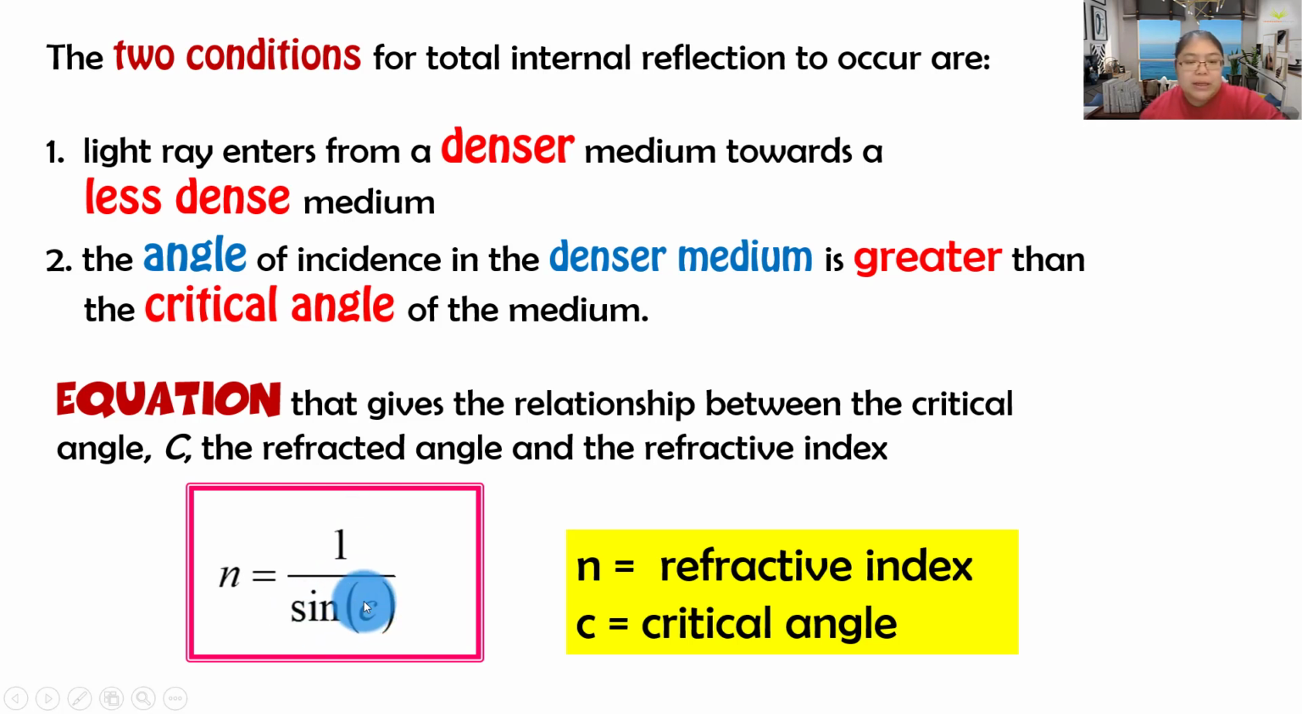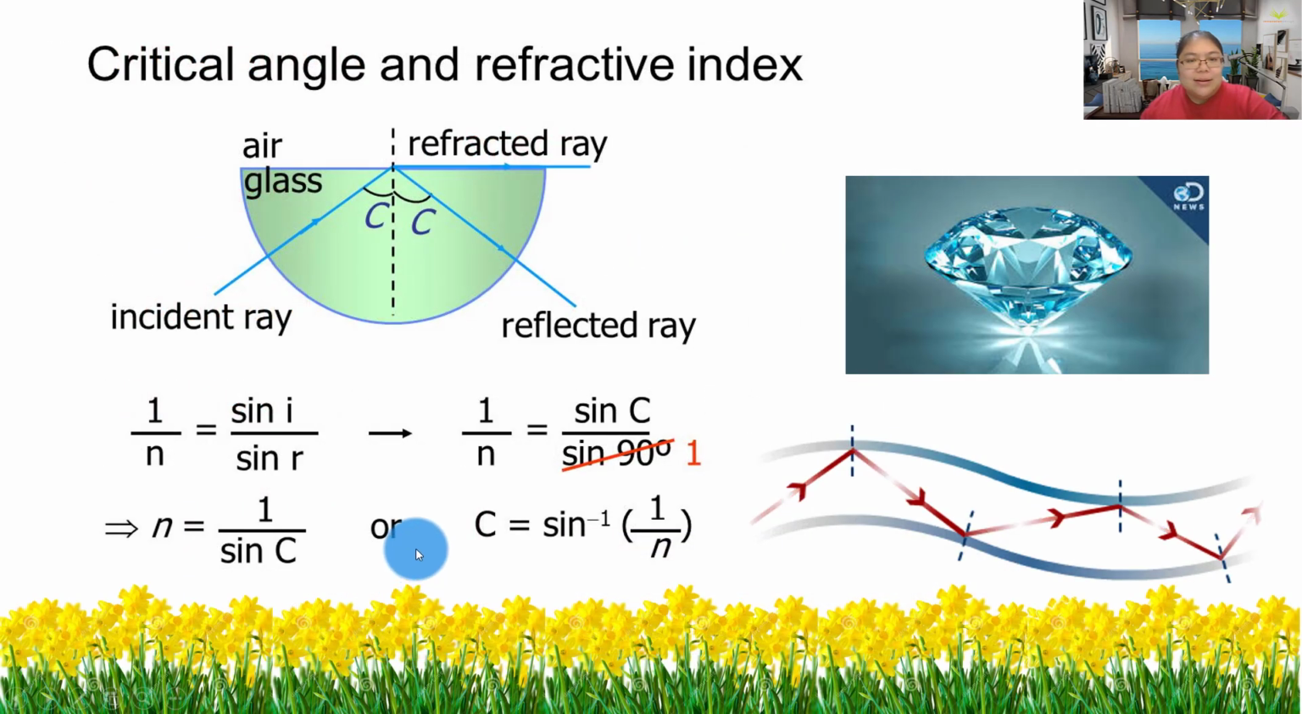We don't know how many. So normally sine 90, then we know there's a 1. So from here I can create the new formula to find the refractive index. There's n equals 1 over sine critical angle. For example, the critical angle and refractive index by using this formula.